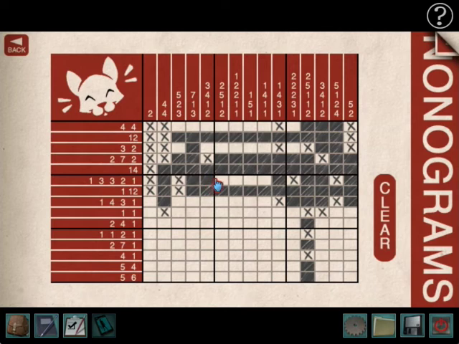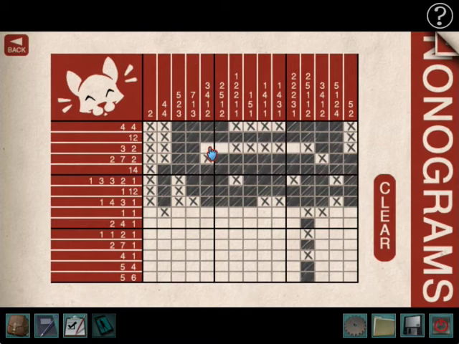So 1, 3, 3, 2, 1. Okay, that's good. We got that filled in. 1, 4. We can do that. 1, 5. We can put that in. 1, 2, 2. Okay, let's go ahead and do that. Go ahead and make that a 4 for that row. This is a 5. Okay, 7 has to go up there. So this is the 4 there, and this is the 4 there.